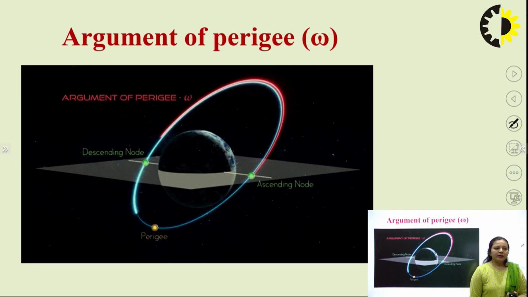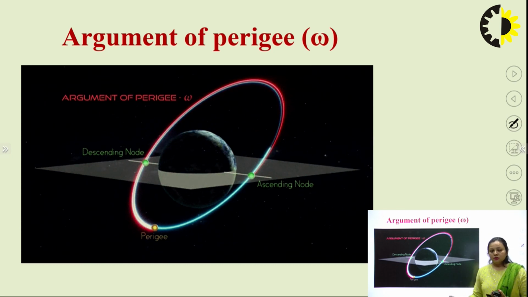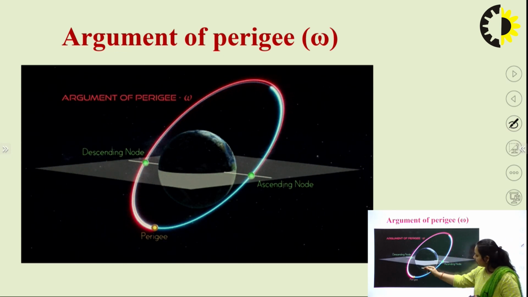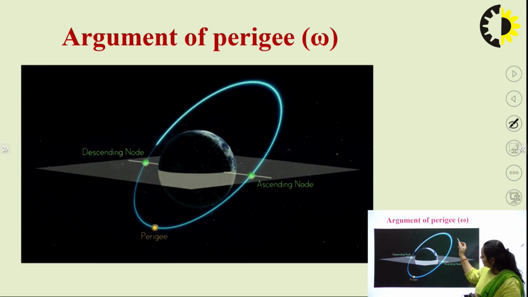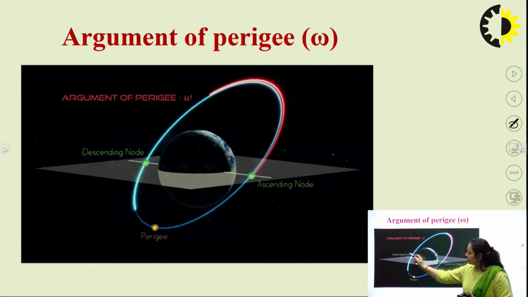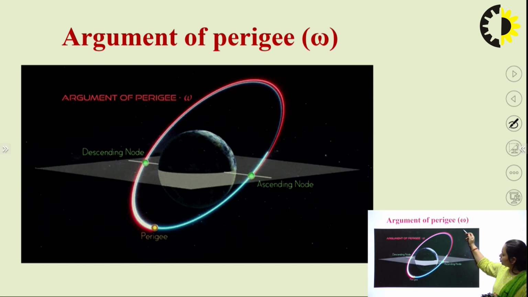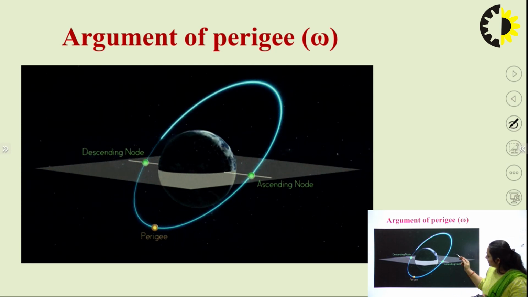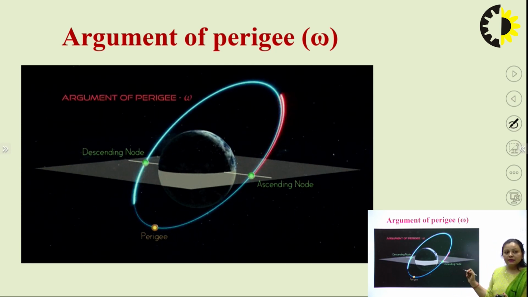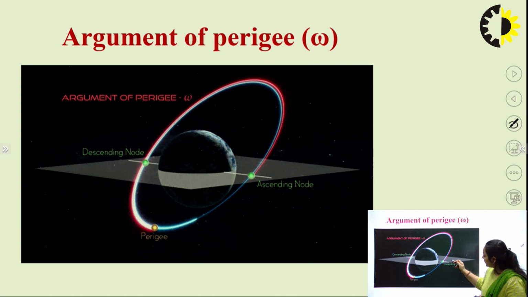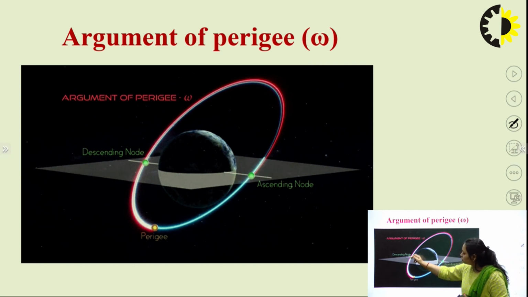Next is the argument of perigee, which is denoted by omega. So we'll again check, this is my equatorial plane. Now the satellite is moving in an orbit which is shown by this blue color. Again it cuts the equator at one point, that is the descending node. While going from south to north, it again cuts at another point, the ascending node. Now see, the argument of perigee is the angle, shown in the red color, between the ascending node and the perigee.